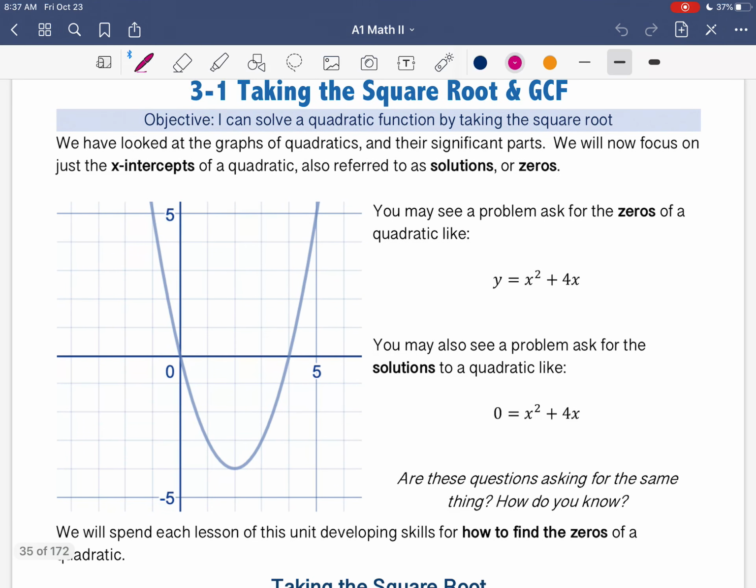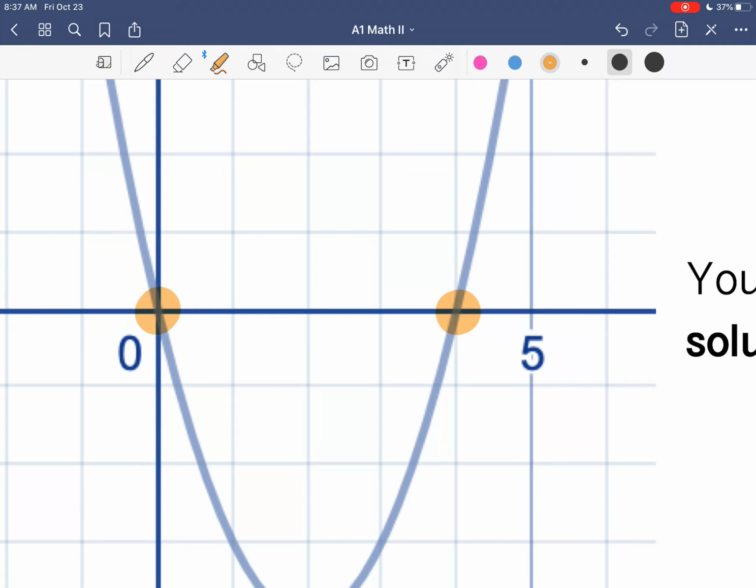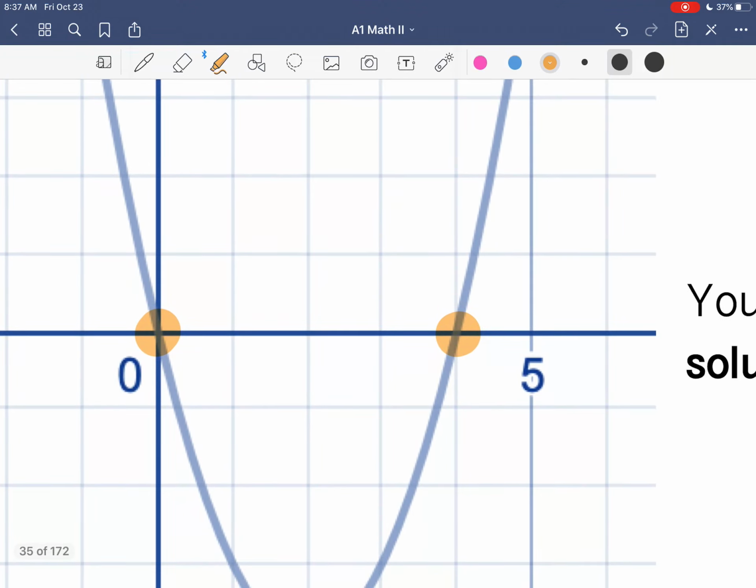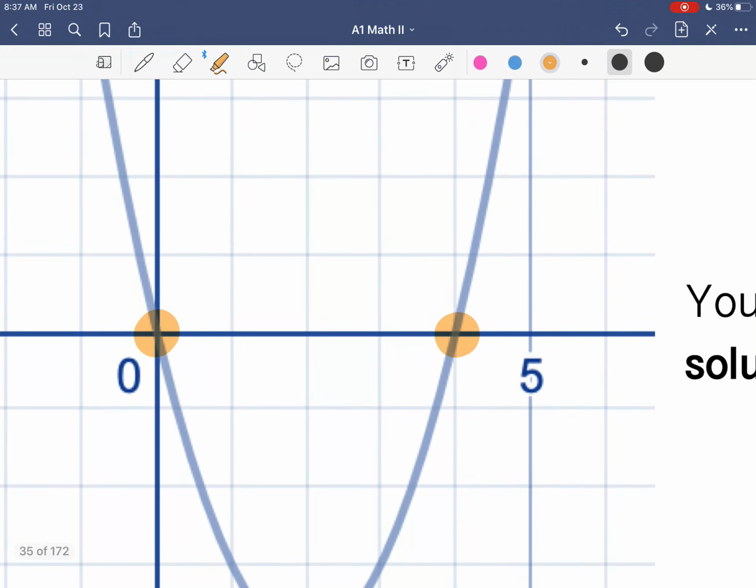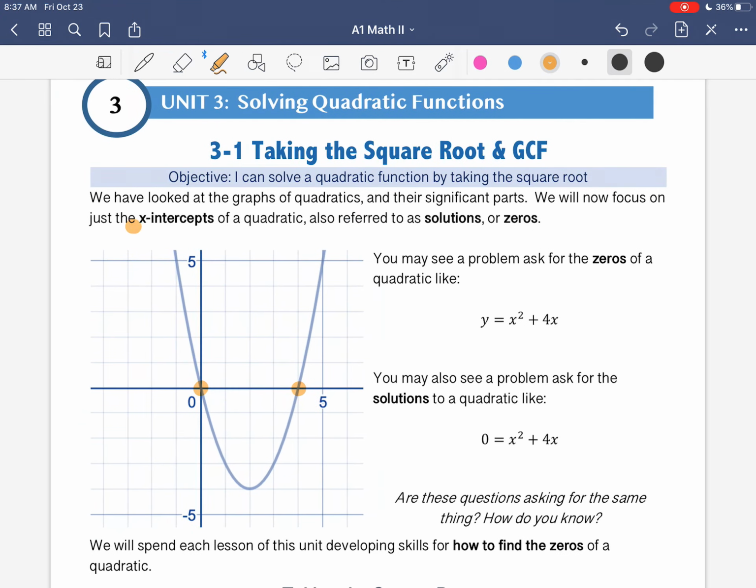So I have a graph here still, just so that in our heads we can visualize what we're doing with the math on the graph. When we find the solutions or the zeros or the x-intercepts of a quadratic, what we're looking for, like on the graph, are those 2 points that I just highlighted. That's where the graph crosses the x-axis, and that's what these things mean. The x-intercepts, solutions, or the zeros are all referring to those points.